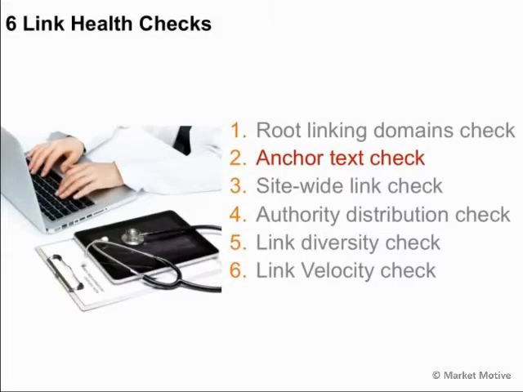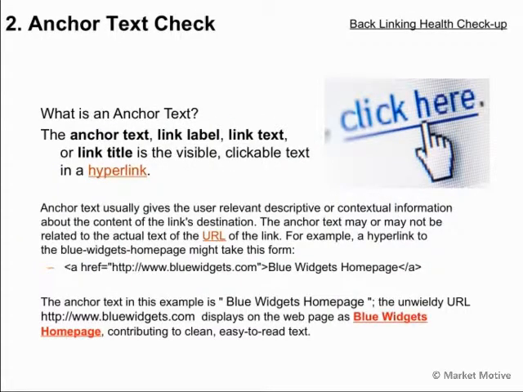So the next check we're going to do is the anchor text check. With the anchor text check, we want to check how people are linking to our site. So this has become an issue because SEOs went out and really heavily optimized their anchor text, and this was a big part of the Penguin update, was kind of penalizing these people that over-optimized their anchor text.